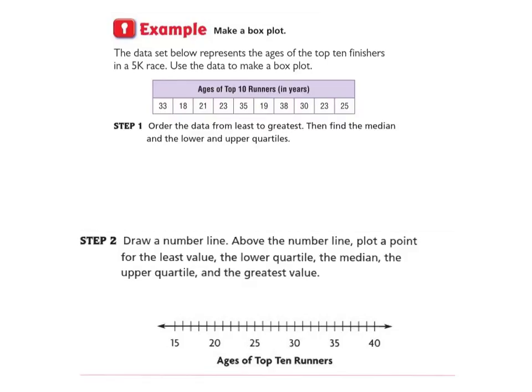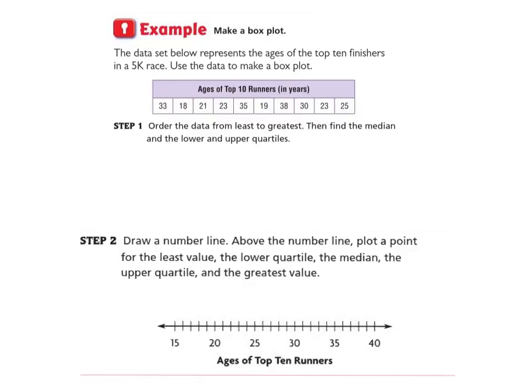So here's one more example, and then I'll have a couple of try-it problems for you. In this example, we're going to make the box plot. The data set below represents the ages of the top 10 finishers in a 5K race. It's about a 3-mile race. Use the data to make a box plot. Okay, so the top 10 runners, so these are how old they were. There's a 33-year-old, 18, 21, 23, 35, 19, 38, 30, 23, and 25.